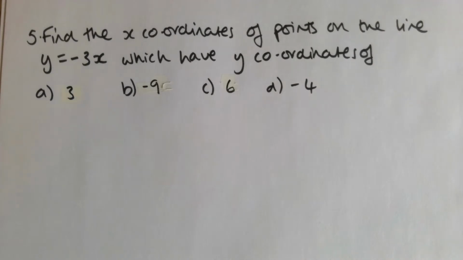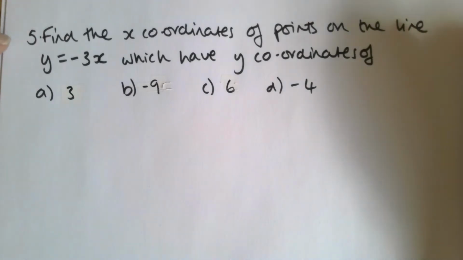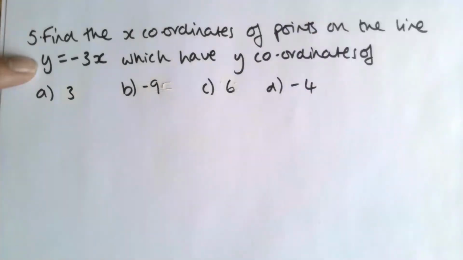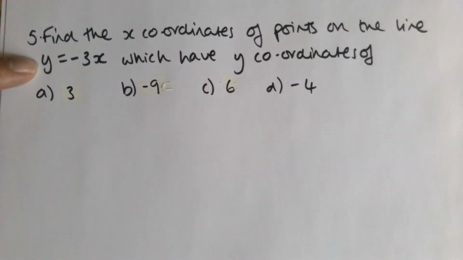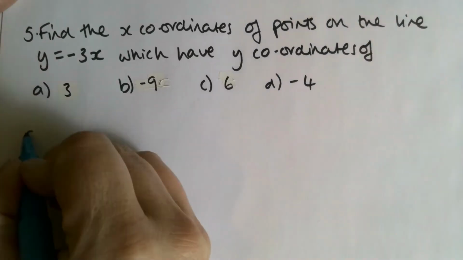But question 5 we haven't done very well on, so I just want to go through question 5 to show you what you should be doing there. So I've written out the question the way it's written in the textbook. Find the x coordinates of points on the line y equals minus 3x, which have y coordinates of, for part A, y is 3, for B it's minus 9, etc. So let's do part A first of all.